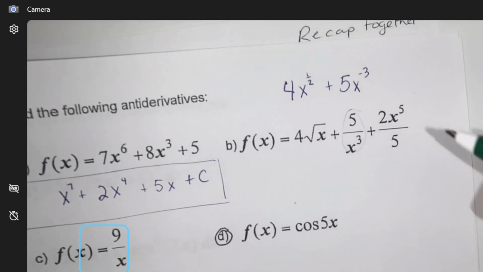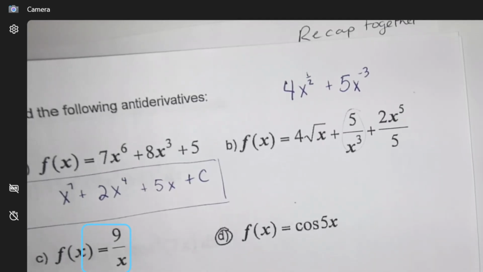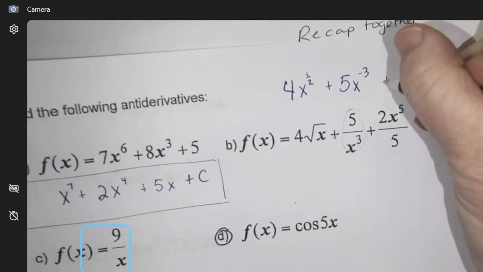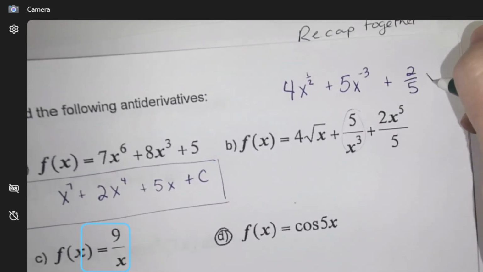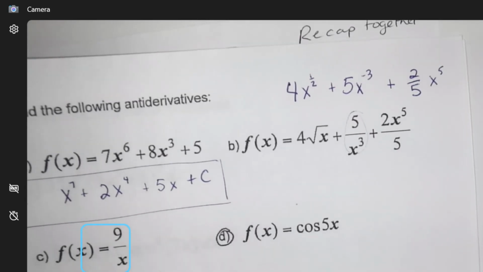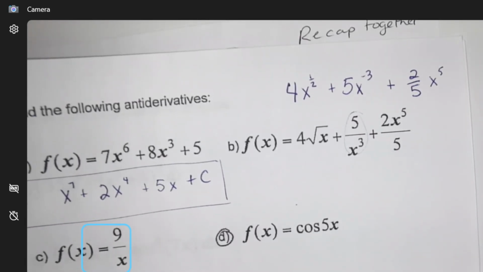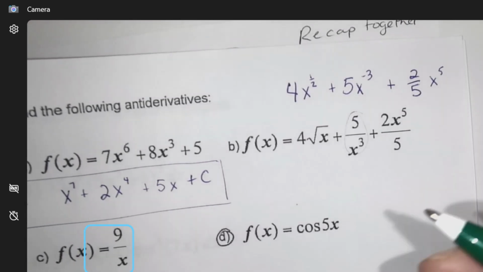5x to a negative 3. Okay, I'm also going to change the format of this last one. I'm going to change it to a 2/5 x to the 5th. Okay, just so that I have that compartments of front, top. You know what I mean? I always like the front part. I don't want this divided. Okay, here we go.